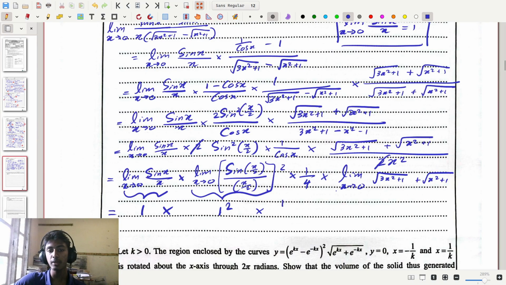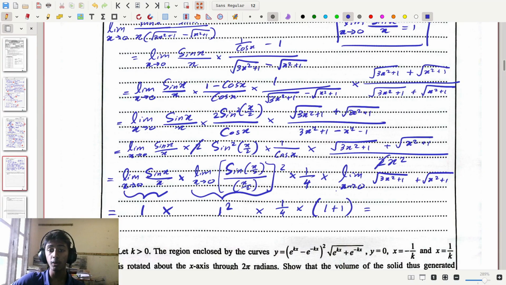As for the next bit, we have a 1/4. And finally, the limit as x approaches 0 of the square root of 3x squared plus 1 plus the square root of x squared plus 1 is going to be the limit as x approaches 0 of the square root of 0 plus 1, which is going to be 1, plus the limit as x approaches 0 of the square root of x squared plus 1, which is going to be the square root of 0 plus 1, which is going to be 1. So therefore the last limit is going to be 1 plus 1.